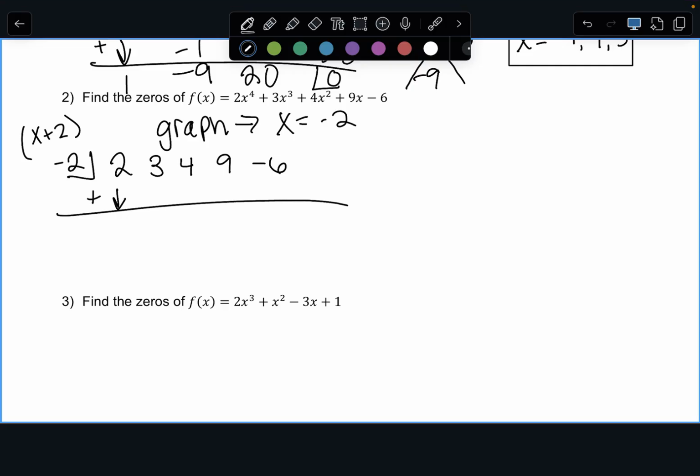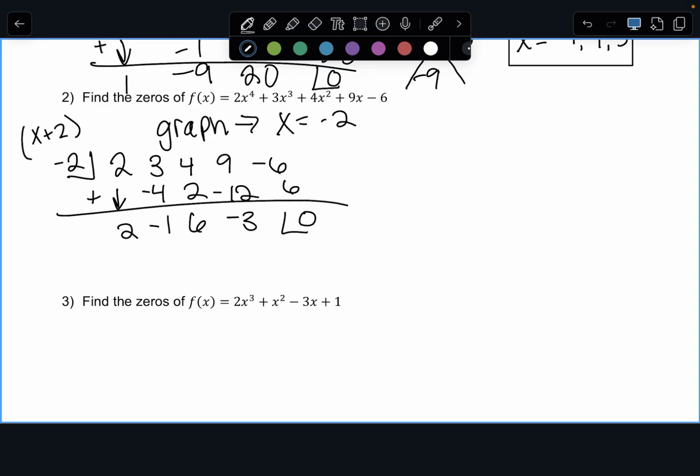Drop my first term. Multiplication, addition, multiplication, addition. So 2 times -2, -4. 3 minus 4 is -1. Times -2 is +2. Plus 4 is 6. Times -2 is -12. Minus... -3. +6, 0.